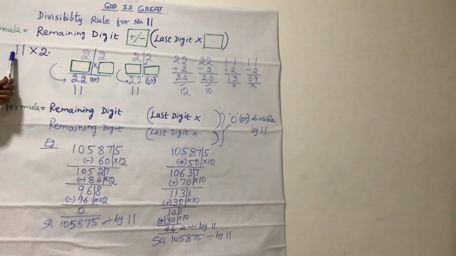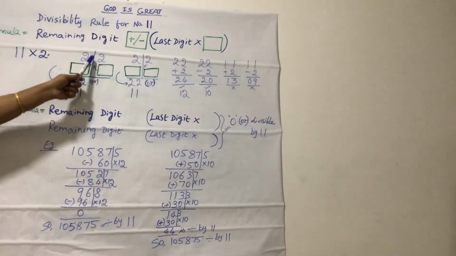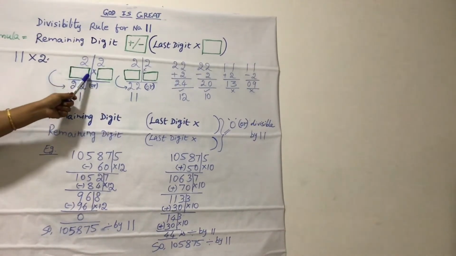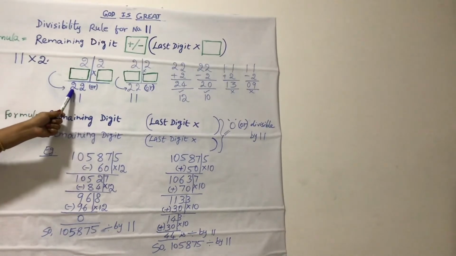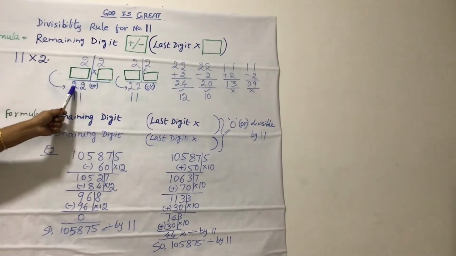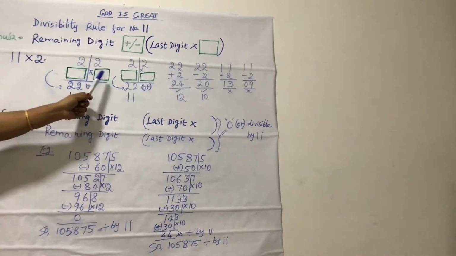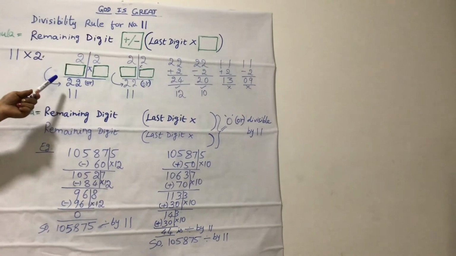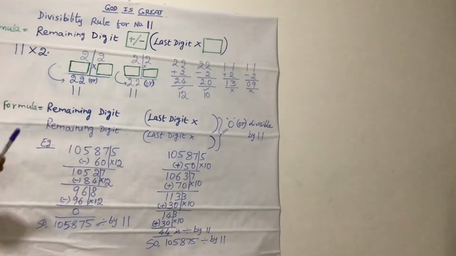So as usual, 11 into 2 becomes 22, and I have separated the last digit and the remaining digit. So while you go for the workouts, the answer for this has to come as 22 or 11. So we can find two such formulas for 11, which is a brand new technique. You can follow any one to find the divisibility of number 11.